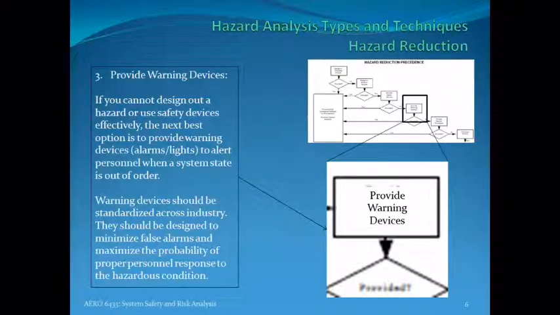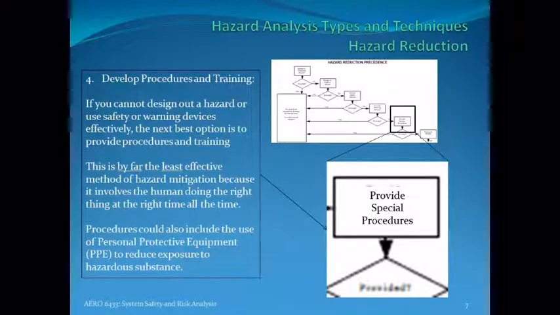If none of the above works, then special procedures must be employed to mitigate the hazard. This is by far the least effective hazard reduction strategy, but it's also the most widely implemented. It's the least effective because it requires the human to do the right thing at the right time, all the time, to remember to do the right thing. Special procedures are things like checklists, maintenance procedures, operational procedures, etc.